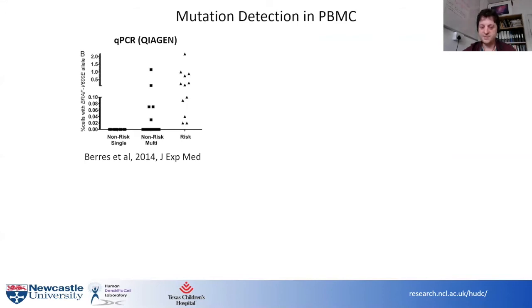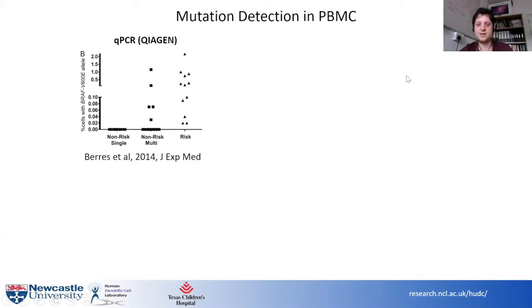So it's been seen before that the presence of mutated DNA within the peripheral blood relates to the stratification of patients. Single system disease patients very rarely have any mutational DNA in the peripheral blood. Multisystem disease patients quite often have mutated DNA. In patients with risk organ disease, nearly all of these patients carry circulating DNA with the V600E mutation.